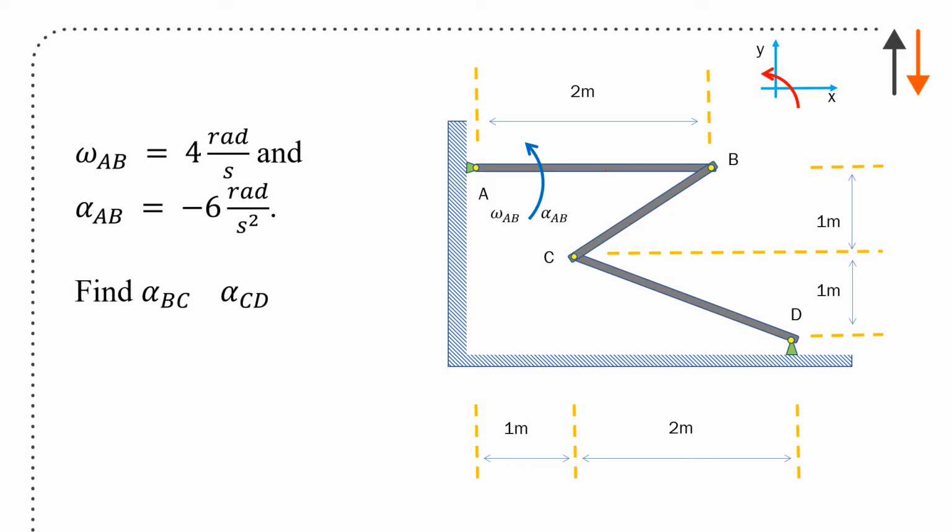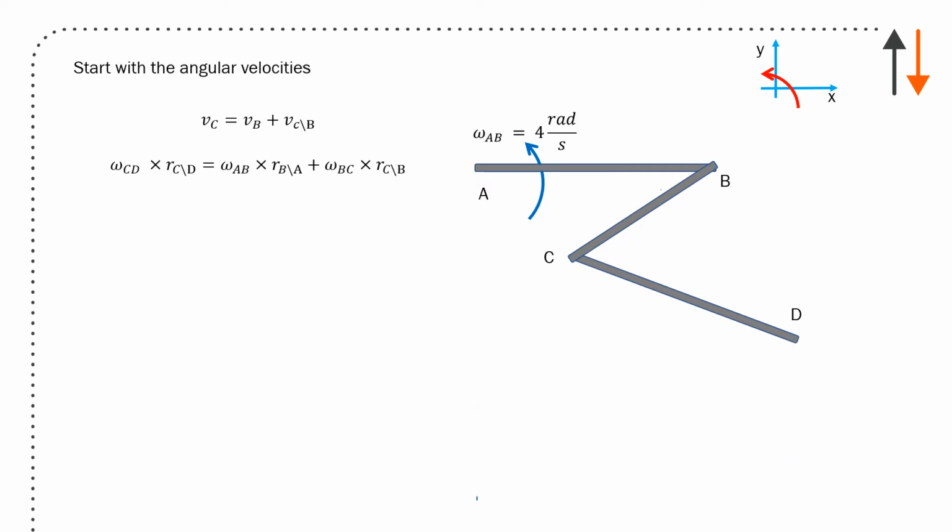I'm trying really hard to make sure I do this every time: X, Y, and my positive rotation. Omega AB is given as 4 rads per second. Alpha AB is minus 6 rads per second squared, which means it's clockwise. Alpha BC and alpha CD are the unknowns, and you're asked to find them. So you only have a little bit of information here.